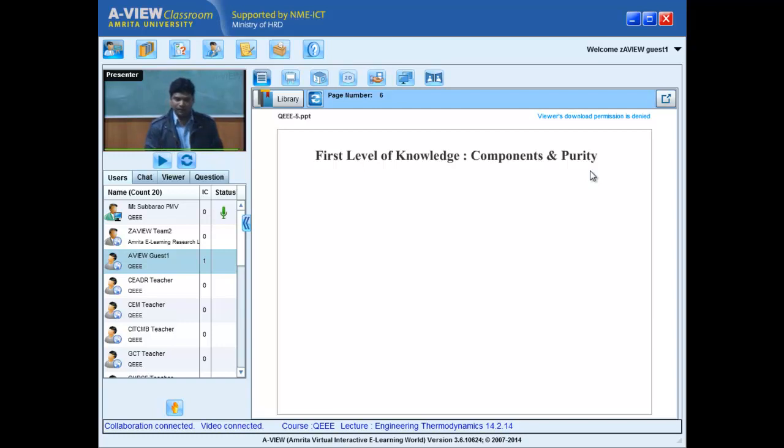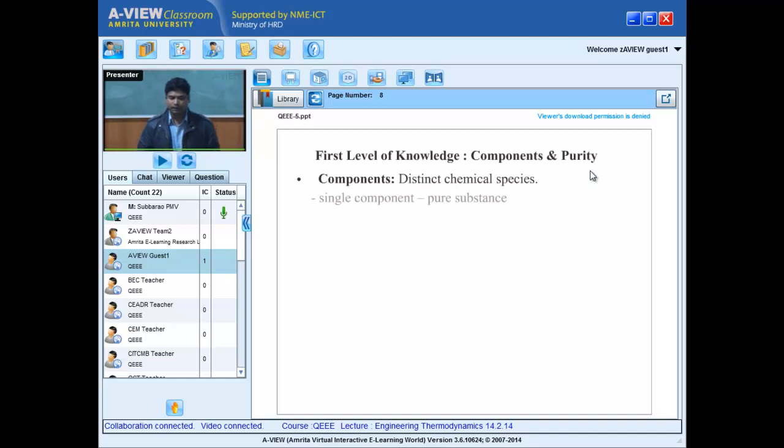That's how engineering thermodynamics requires more imagination based on simple fundamentals. The first one is the components. What is a component? Distinct chemical species like oxygen, nitrogen, H2O, etc. Those chemically different are called components. It could be a single component. If it is a single component, there is no doubt it is a pure substance, and the purity will remain the same, because only one component throughout means it must be pure.